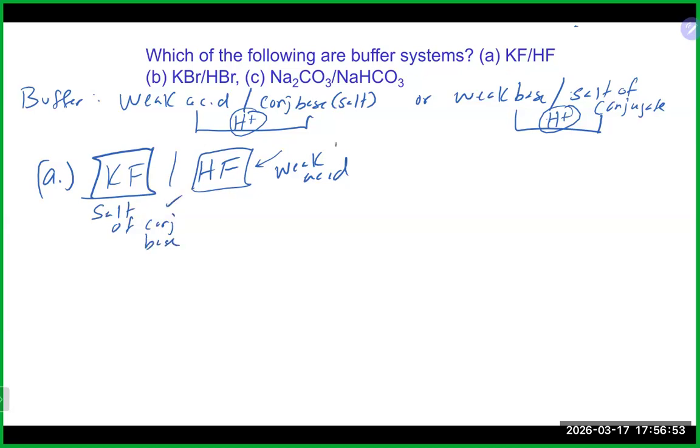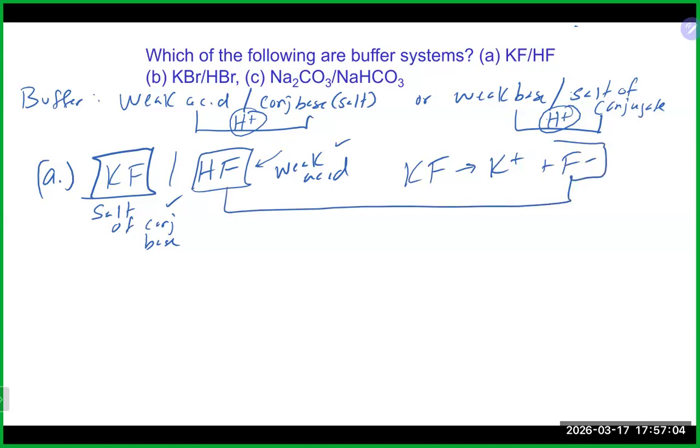And those, again, are two things that I need for a buffer. In terms of the KF, that is a salt that's going to break apart into K+ and F-. And it really is these two guys that are the buffer here. The potassium is just a spectator ion hanging out there, and you can clearly see the difference between HF and F- is the one H+ difference between them, and that is really your buffer.